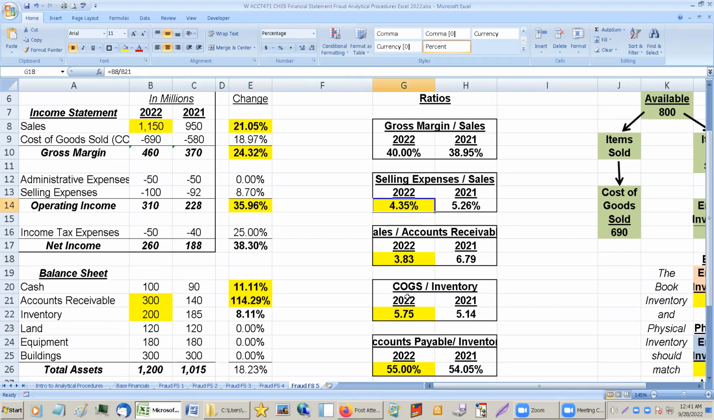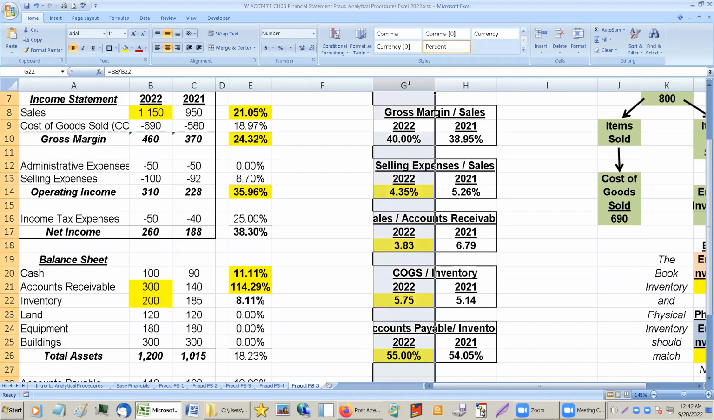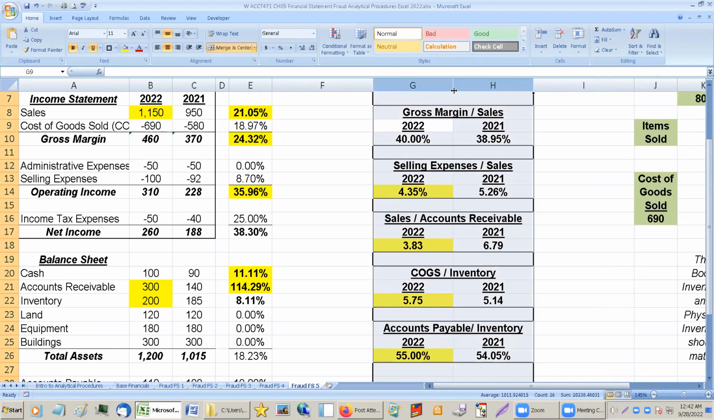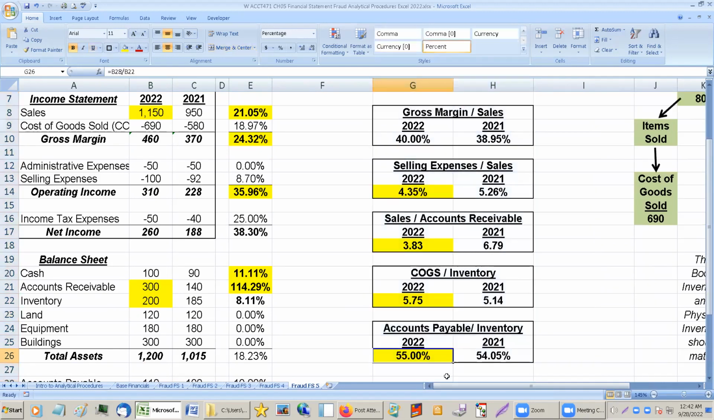Ratios, again, wacky. This cost of goods sold to inventory one probably isn't too out of control. It's a little bit more. And accounts payable to inventory, I don't know why I have those marked. Let's take that out.